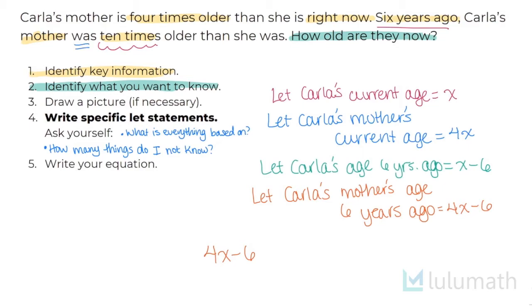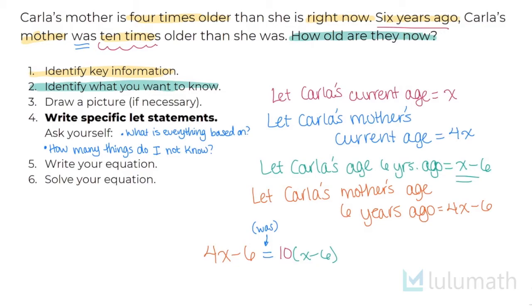And for some of us, was might just be like a simple word that doesn't really mean much, but it means a lot because was means equaled. Okay, so because we have the word was here, we're going to say equals. And she was 10 times older than Carla was at the time. So that means that we have to take Carla's age at the time, which is x minus 6. And because she was 10 times older, we have to multiply that by 10. And it's 10 multiplied by the entire thing.